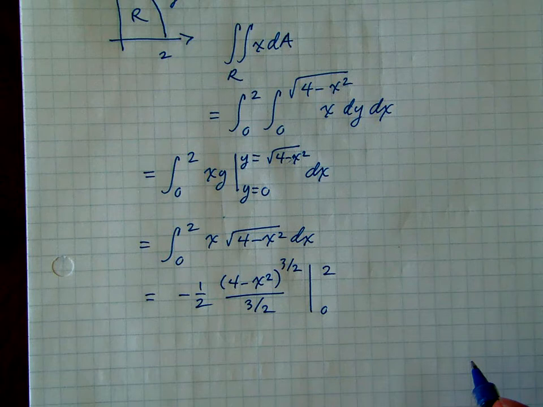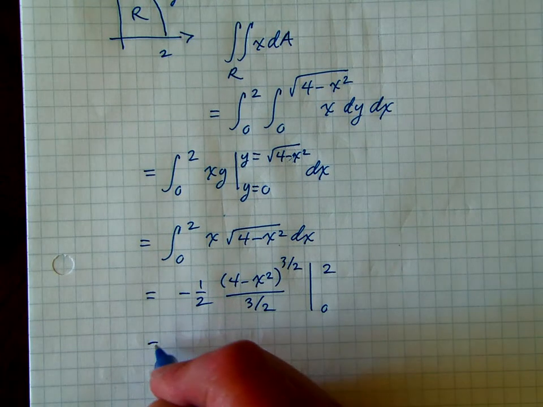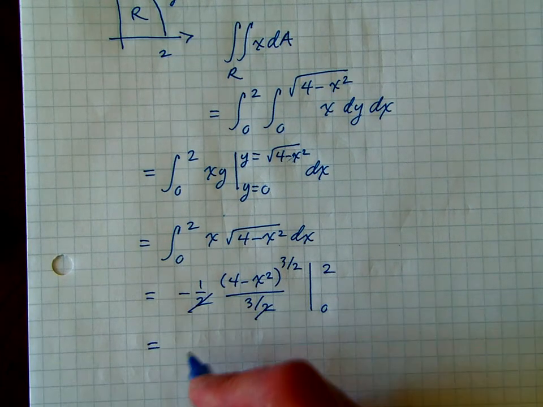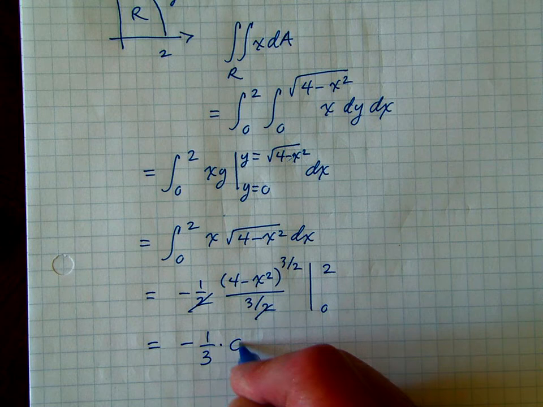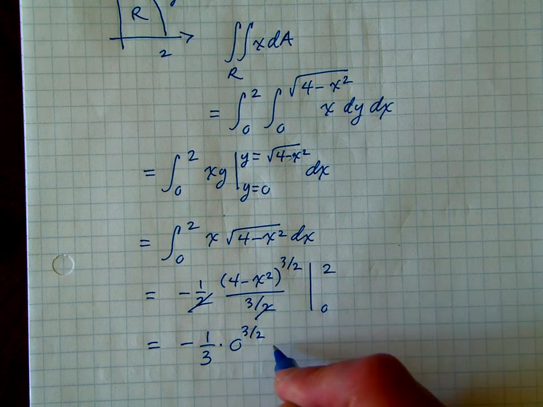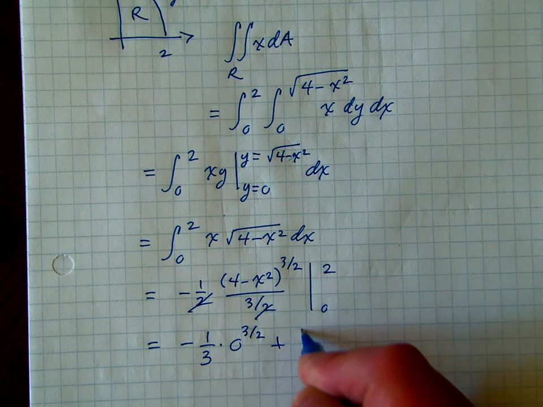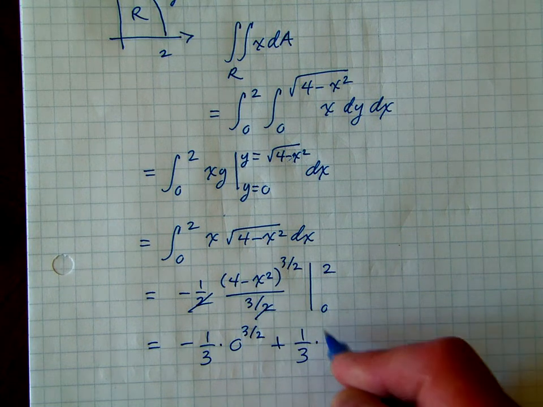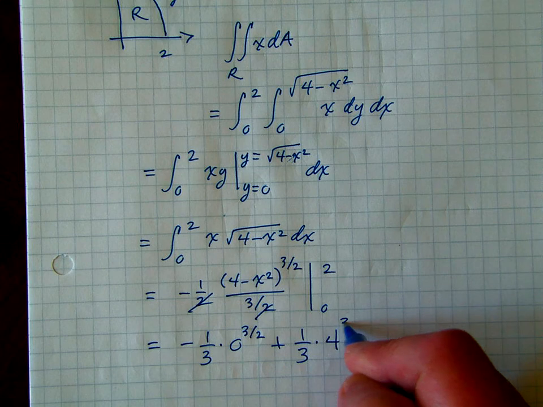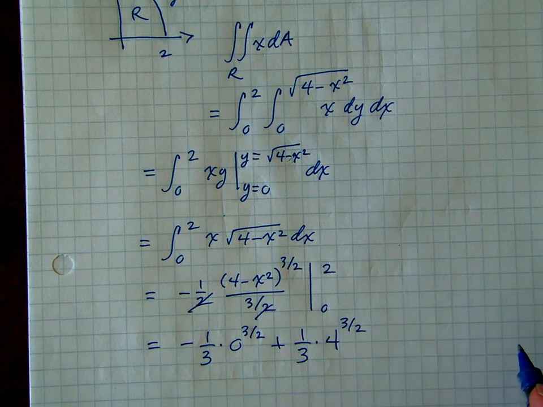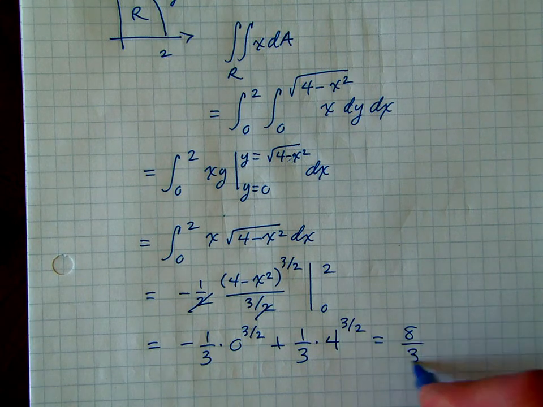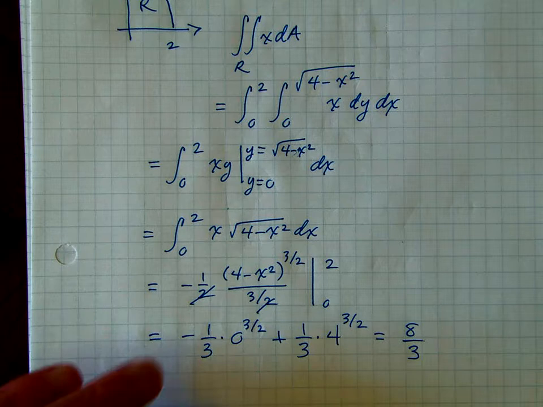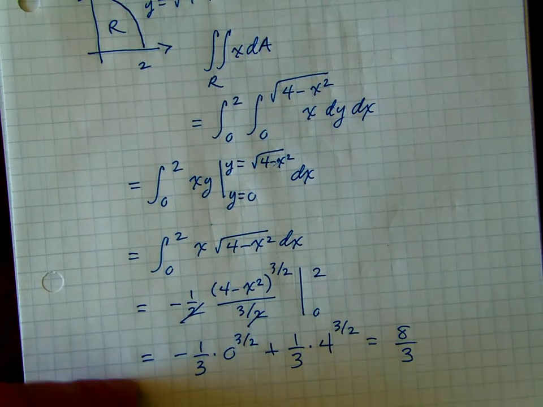Okay? And when we plug in, let's see, the 2's cancel. I have minus 1/3. Plug in the 2, that gives me 0 to the 3/2. Minus a minus means plus 1/3. Plug in a 0, that's 4 to the 3/2. 4 to the 3/2 is just 8. The answer is 8/3. So there's one more example of a double integral in rectangular.